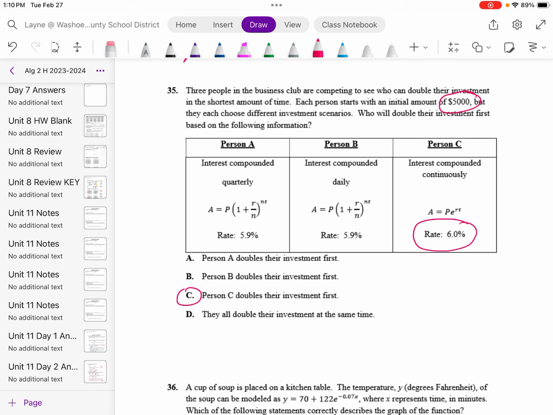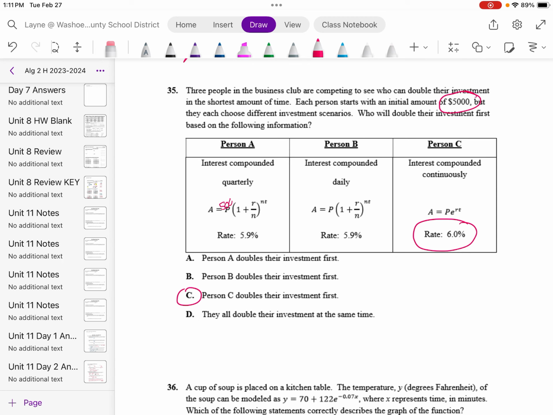Interest rate will have a big impact, where the compound frequency is usually just a matter of a few dollars or cents difference between quarterly versus daily versus continuously. So what we're going to do is plug all the values in and see which one doubles first. Is that what it says? Doubles, yeah. So we're going to start with the first one.